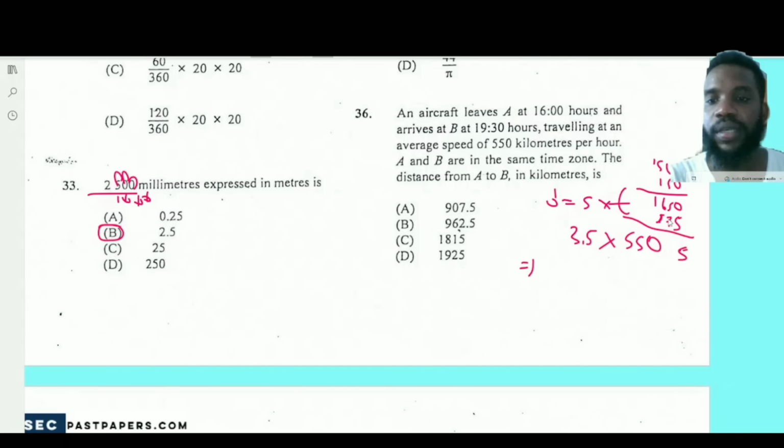Good. You know how we add. 7 plus 5, that's 12. Carry the 1. 6 plus 1, 7, 8, 9. And you carry down the 1, so it's 1925, which makes it option D, as in dog.